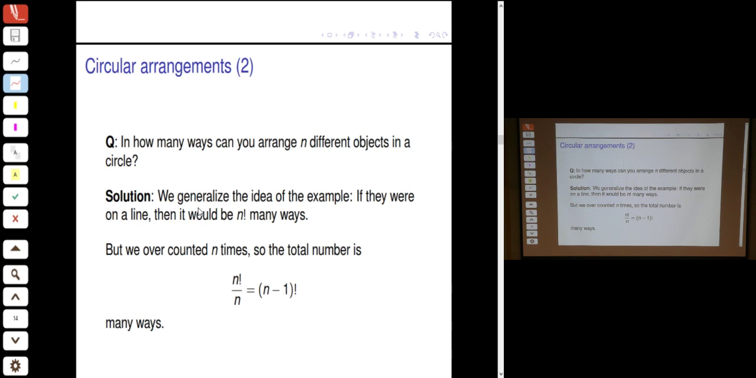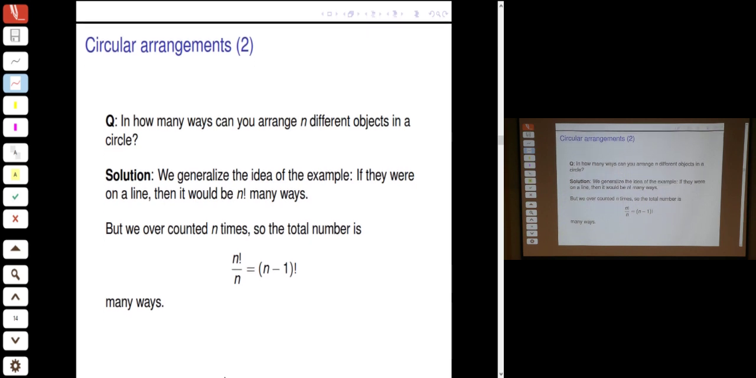Okay, so let us begin with today's lecture. We will continue with counting where we left off in the last lecture, and we were discussing circular arrangements. Imagine that you put n different objects around a circle, like guests at a dinner table, and you want to know how many ways there are to arrange them.